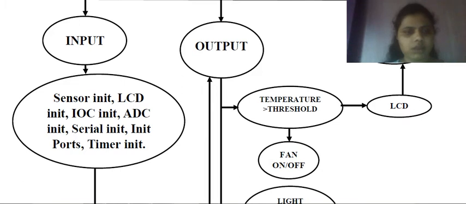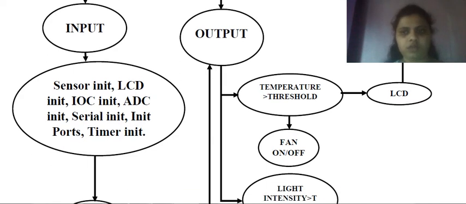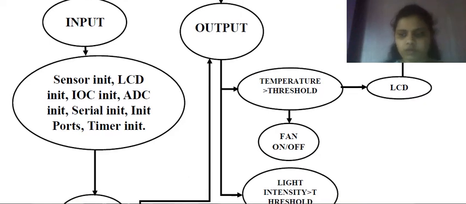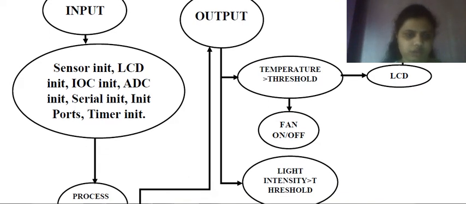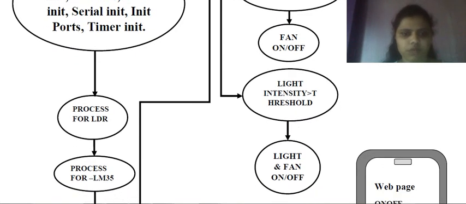Inside sensor init, in the automation section, we have used two analog sensors, LDR and LM35. Inside sensor init we have set threshold values for these two sensors. The rest is the same, LCD init, IOC init, ADC init, like node 1. So we have designed these functions. Then the process for LDR and the process for LM35.